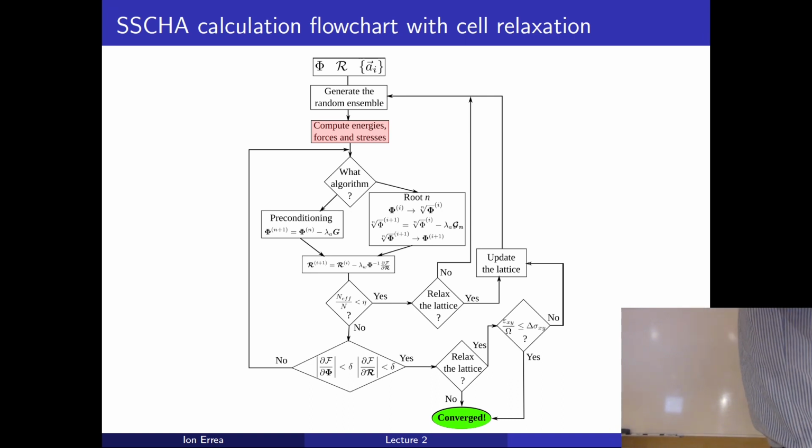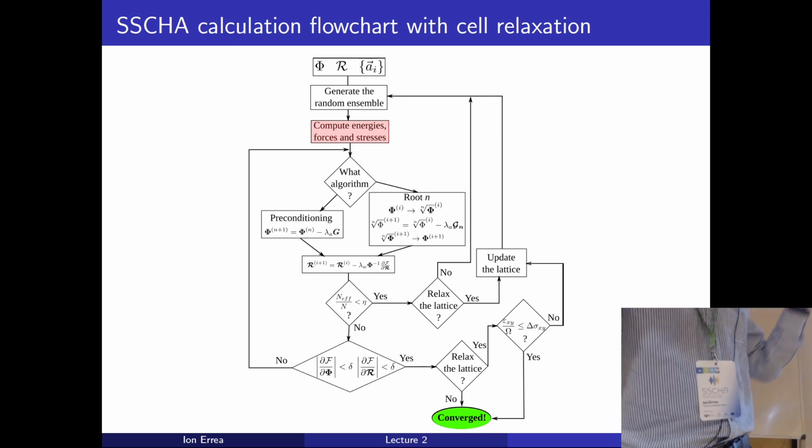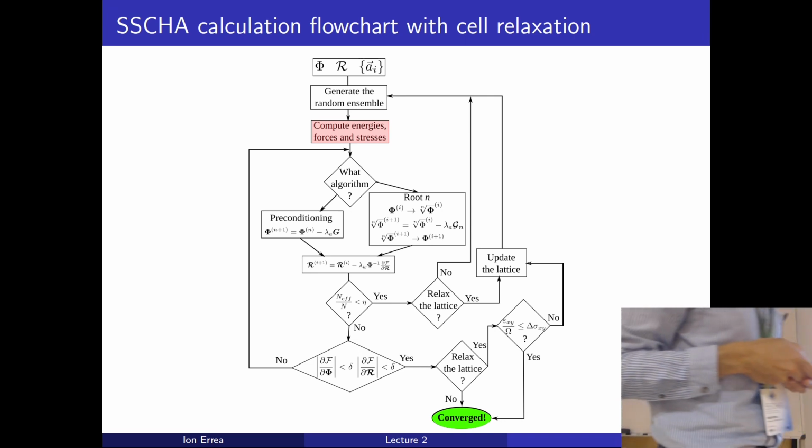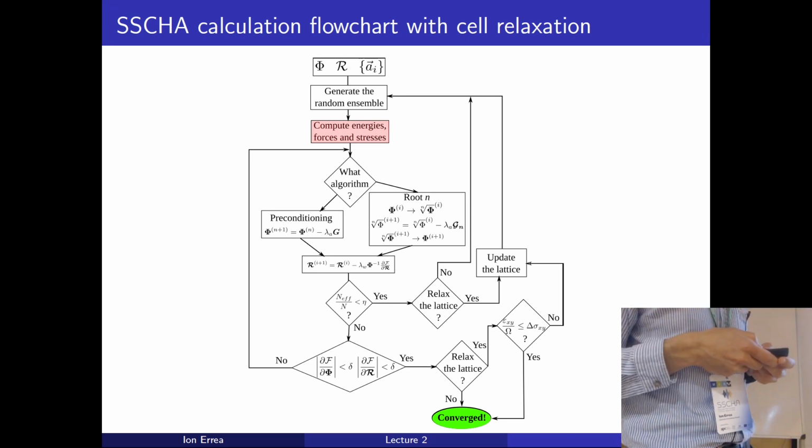So if again it exits this loop with the fact that you are statistically out of range, you will again regenerate new configurations. At a given moment, you will find the minimum, right? So if you want to find the minimum, again we check, do you want to relax the lattice? If you want to relax the lattice, you see if you are okay with the threshold or not. So let's say that I have the target pressure that I wanted, yes or no. If the answer is no, you will update the lattice and you will enter again in this loop, right? If you are okay with the lattice you found, then you are converged and you will exit the loop, right? So I think this is the general idea of the SSCHA flowchart calculation, right?